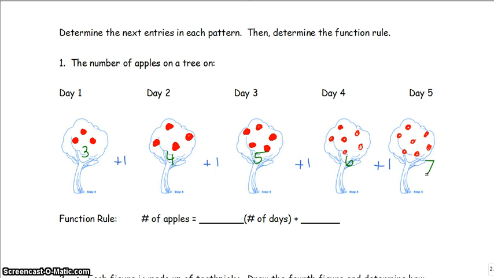So when we want to write the function rule, we have to think about what slope is and what starting point is. Slope is the rate of change. Remember, those two words mean the same thing. And what I have is a rate of change of 1 apple each day.